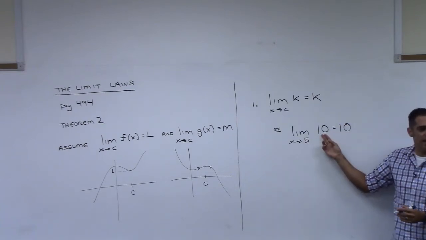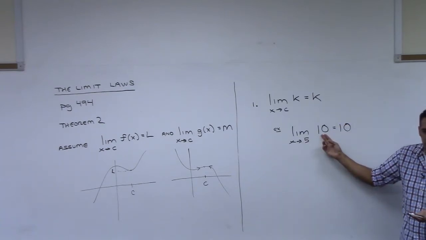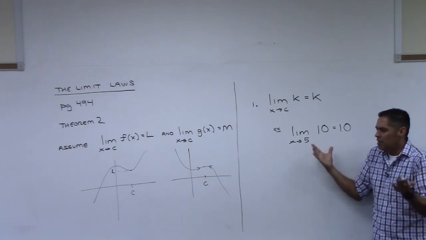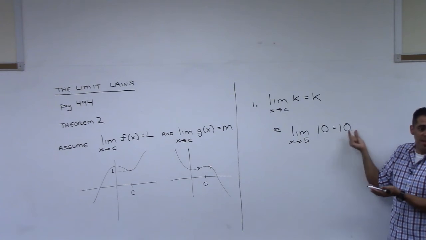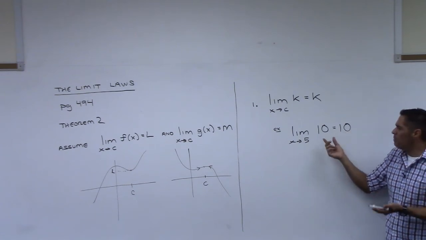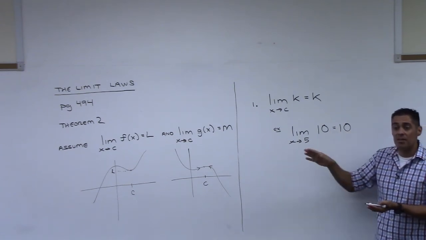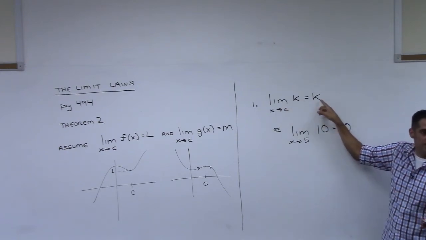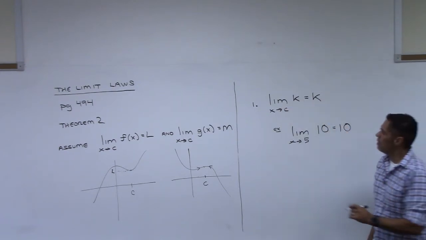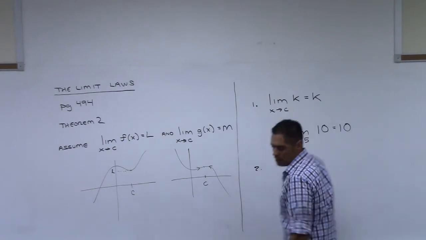And the reason it's 10 is because x is going to 5. But do you even see an x here? There's no x, right? So whatever x is doing has no impact on the number 10. So 10 is just going to stay 10. This is kind of trivial, but it's important that you understand the limit of a constant is just the constant itself. Nothing changes. All right? That's the first law.